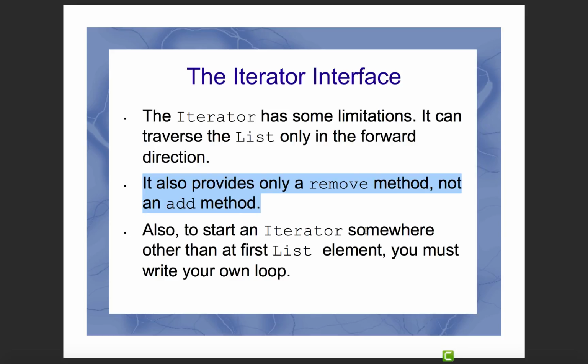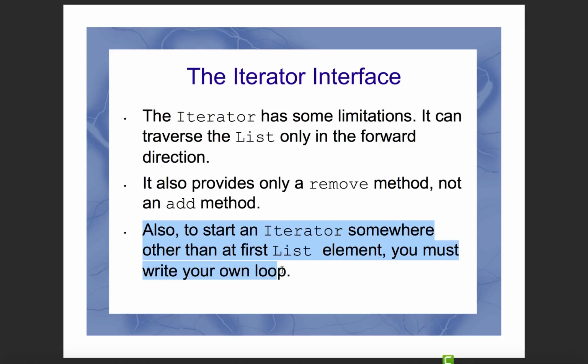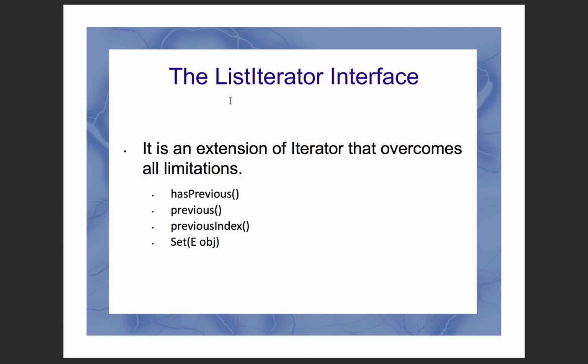And it also always starts from the first list element. So in order to start from some other part of the list, you have to write your own code. So these are the three limitations. It doesn't have an add method other than the remove method, it traverses only forward, not backward, and it starts from the first element of the linked list. If you want to start from the middle of the linked list, you have to write your own code.